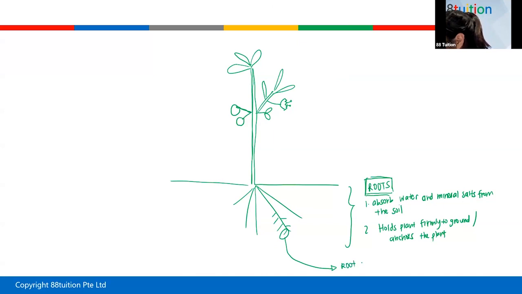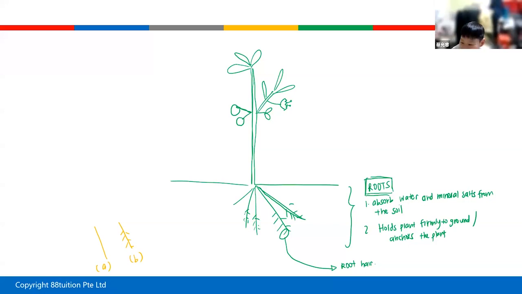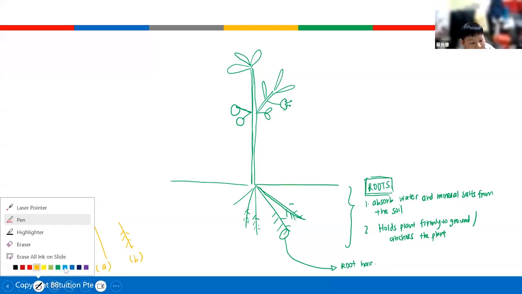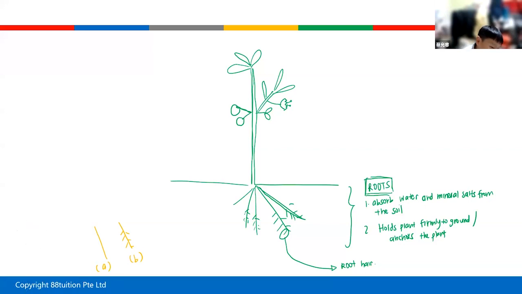Now, do you know why the root needs to have root hair? Why can't it just be one long root like that? Why does it need many, many small hairs? Help me look at something. If I compare one root like that versus, so root A versus root B, which one do you think can take in more water? A or B? B. Why? Because it has many parts.